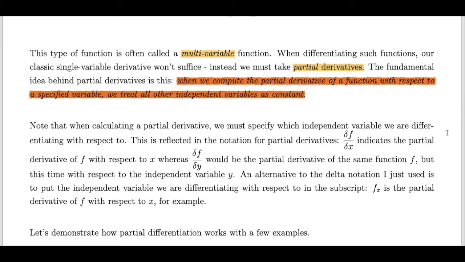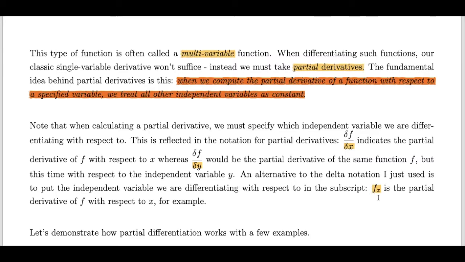It's important to reiterate that when I calculate a partial derivative, I must specify which independent variable I'm differentiating with respect to. This is demonstrated in the notation that we use. This fraction here indicates the partial derivative of f with respect to x. Notice that in my denominator I have a delta x. That signifies that I'm differentiating with respect to the independent variable x. In contrast, this fraction would signify the partial derivative with respect to y. Sometimes this delta notation is a little tedious, and so an alternative notation would be to indicate the variable we're differentiating with respect to by putting it in the subscript.